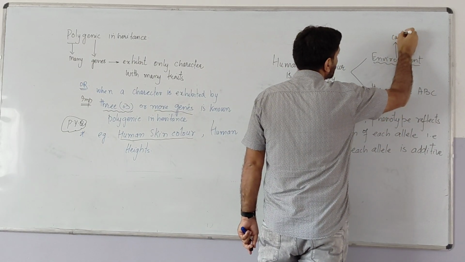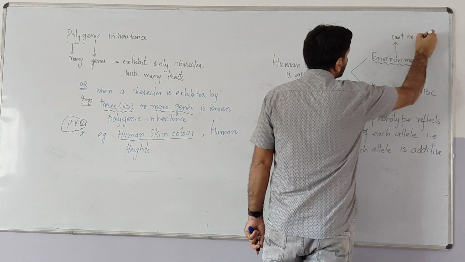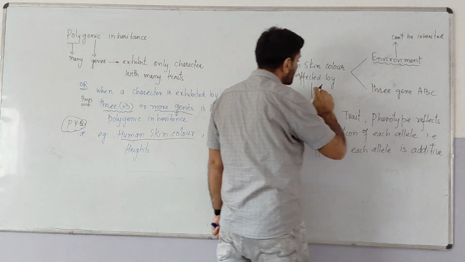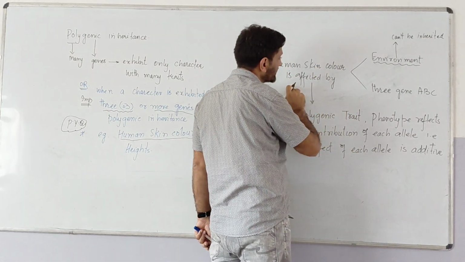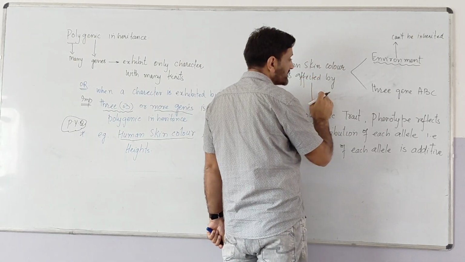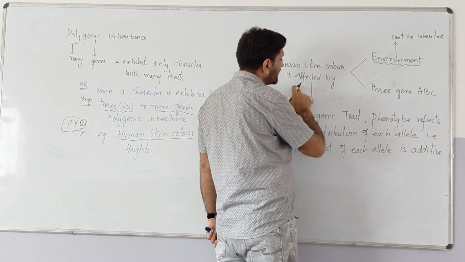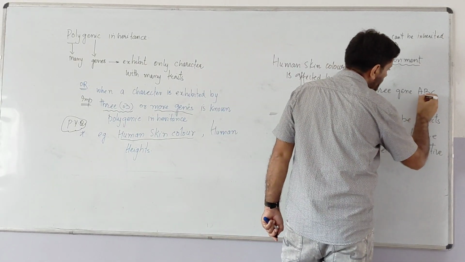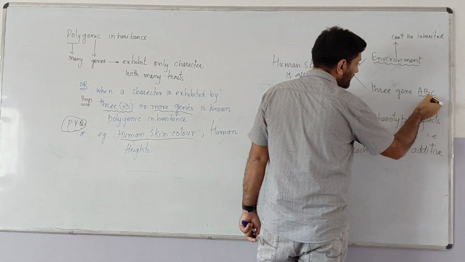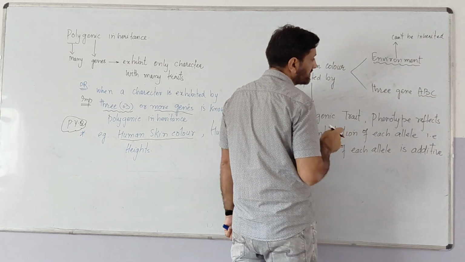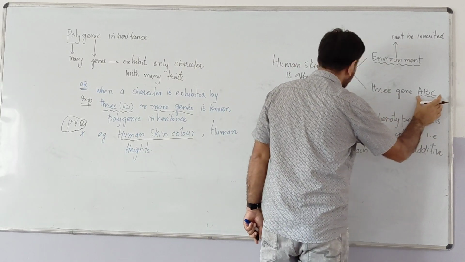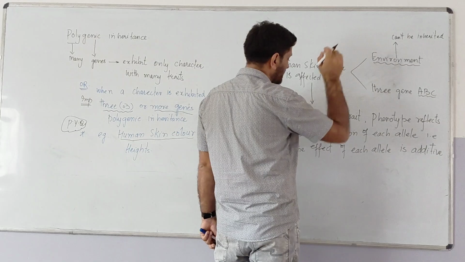But if we see, human skin color is under genetic control. In genetic control, 3 genes are responsible for human skin color. These genes are named A, B and C. These 3 genes are affecting human skin color.